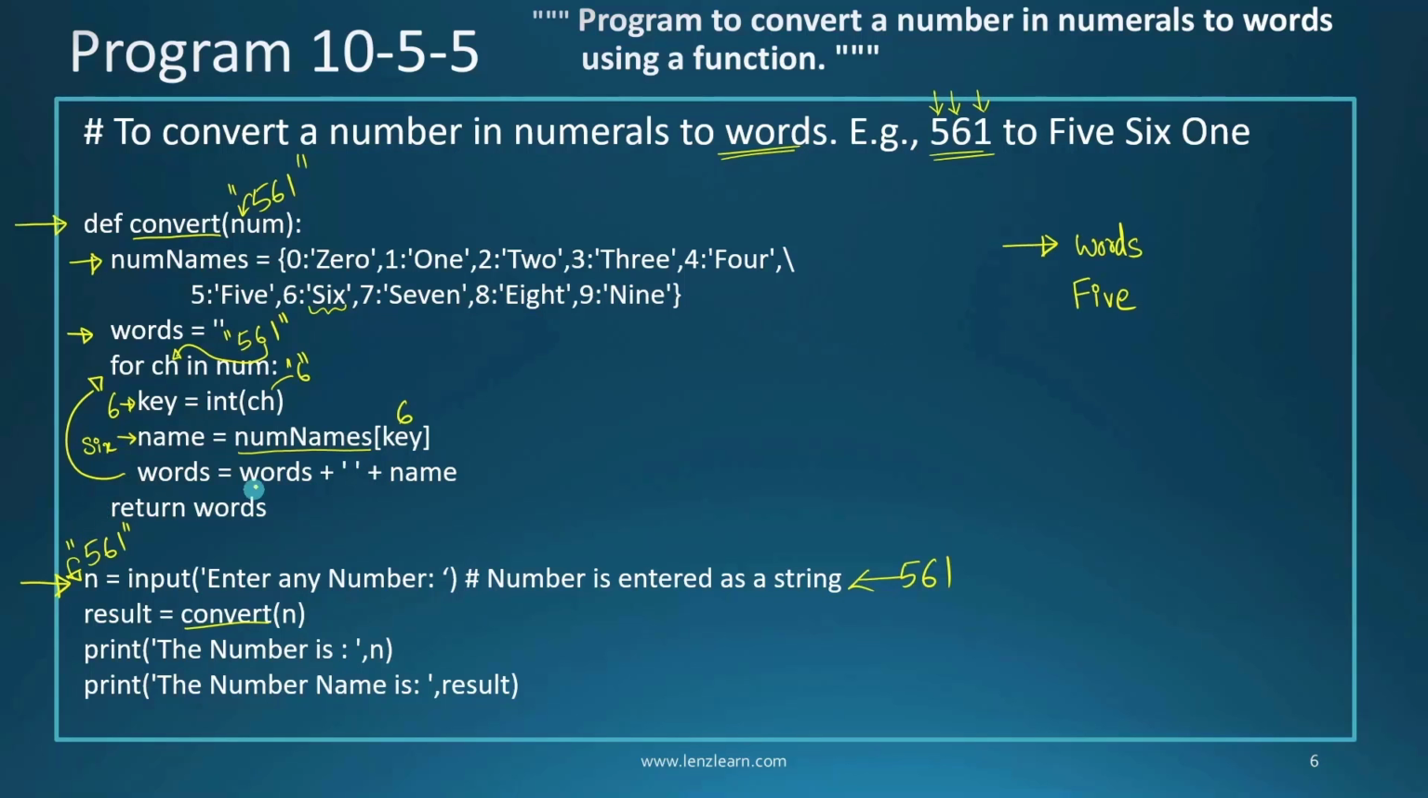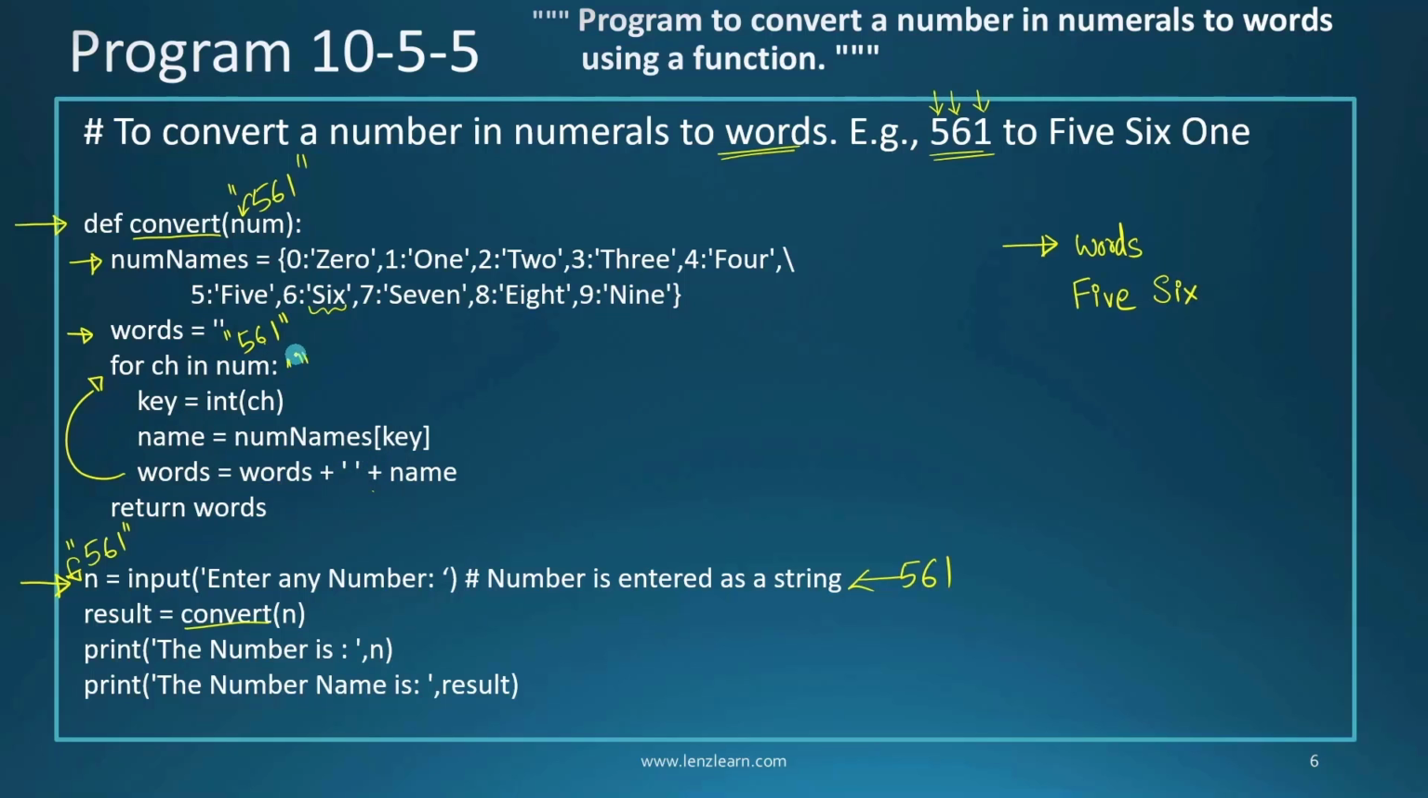Already our words string has the value FIVE inside it. Now to this FIVE, I will add a space, you can see here, and after that I will add whatever is stored inside name, so that is SIX. So now SIX will be joined with that, and now that will be stored into words. So now words has our second number name inside it.